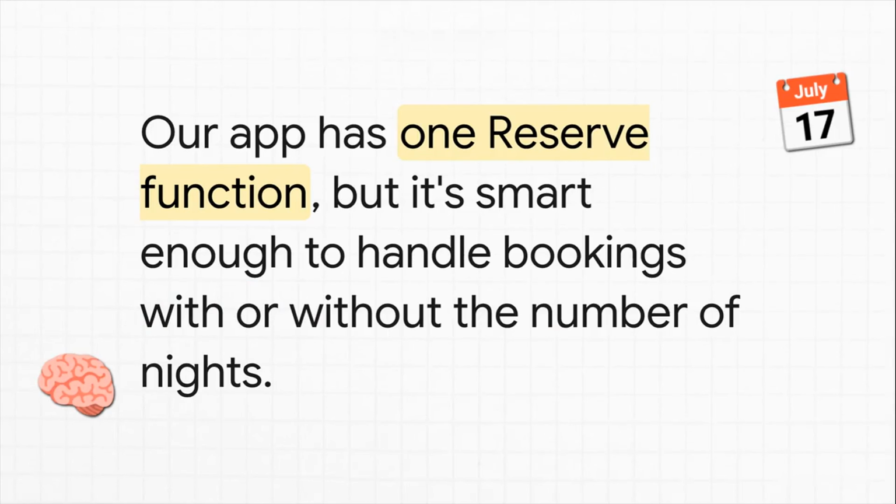Let's start with overloading. Check this out. Our booking system has a reserve method, but you'll notice there are 2 of them. One just needs a hotel name. The other one needs the name and the number of nights. It's the same action, reserve, but it has multiple forms to give us more flexibility.